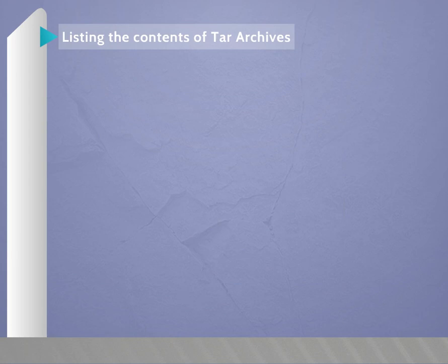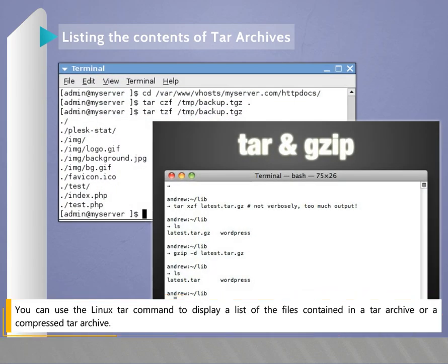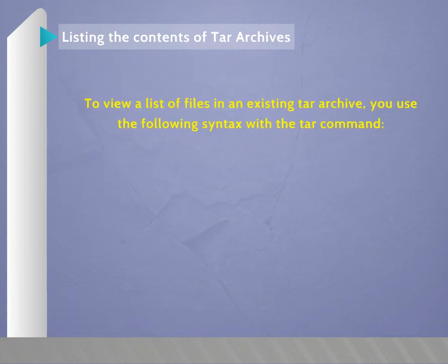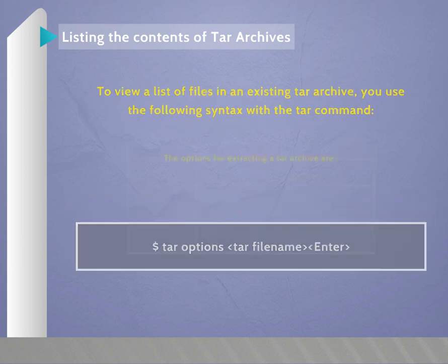Listing the contents of tar archives. You can use the Linux tar command to display a list of the files contained in a tar archive or a compressed tar archive. To view a list of files in an existing tar archive, you use the following syntax with the tar command: $tar options, tar file name, enter.